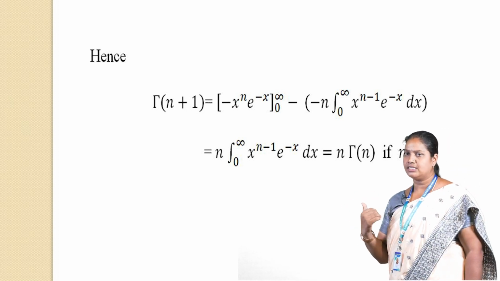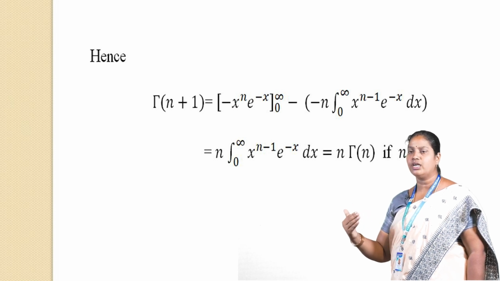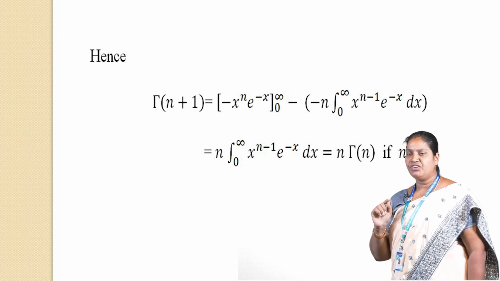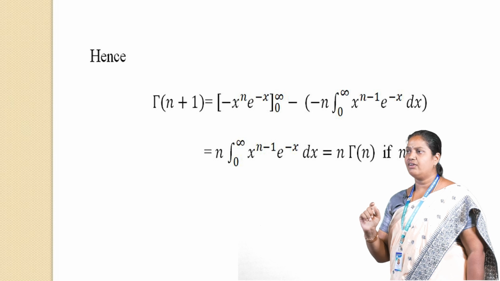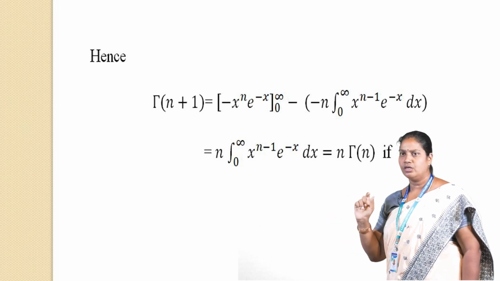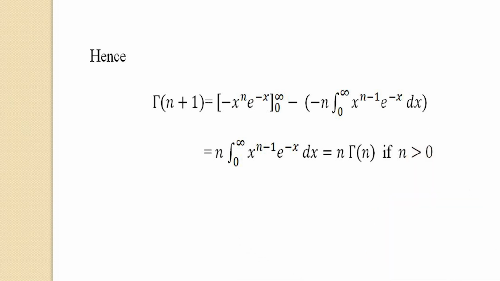This can be written as n times integral 0 to infinity x^(n-1) e^(-x) dx. Why? Because if we substitute the upper limit infinity in the first term, we know that whenever x goes to infinity, e^(-x) goes to 0. So at infinity the term vanishes. Next, at x equal to 0, the term will become 0. So the second term will remain.